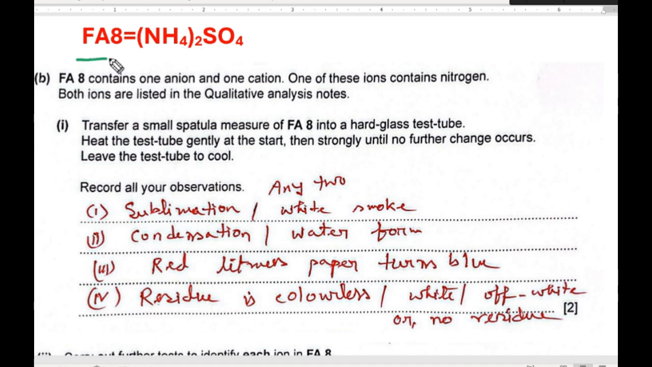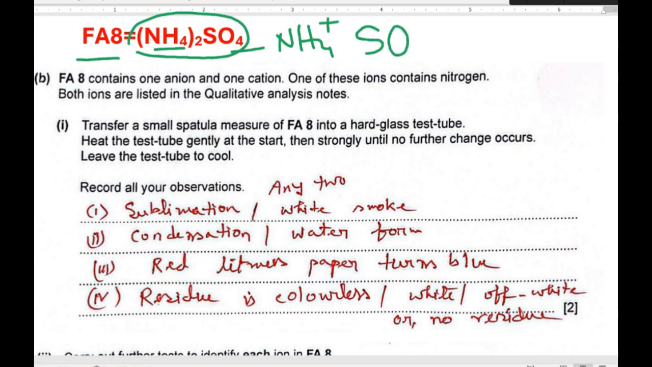Now you are given F8, ammonium sulfate, which is a salt. Here one cation is ammonium ion, and sulfate is the anion, SO4 2 negative. So F8 contains one anion and one cation. This is a salt. One of these ions contains nitrogen. Both ions are listed in the qualitative analysis notes.